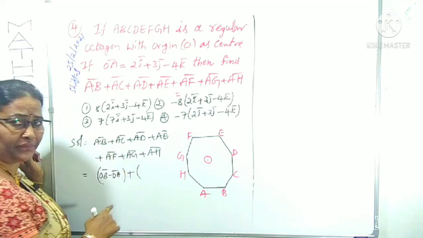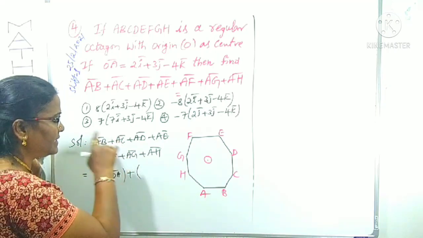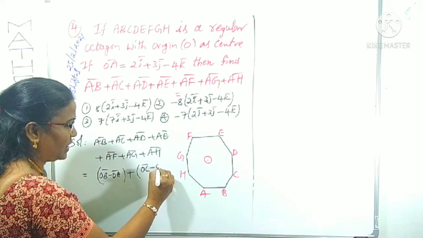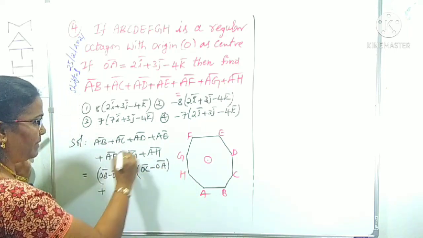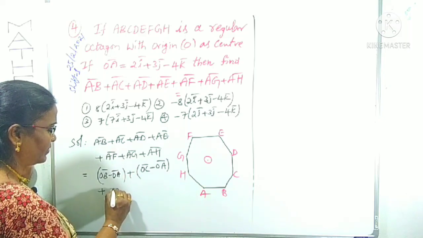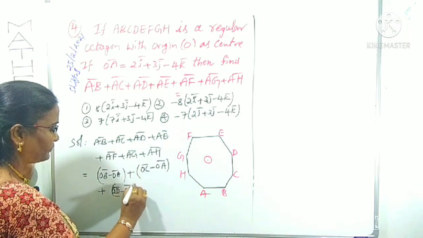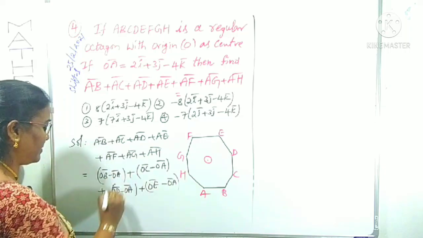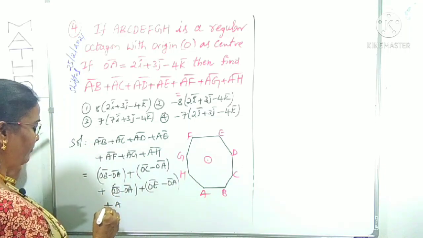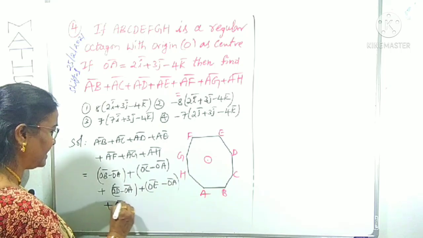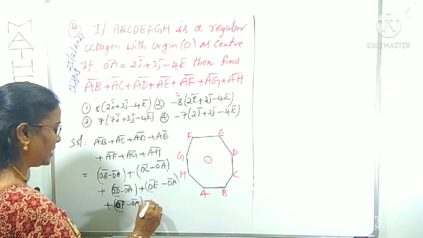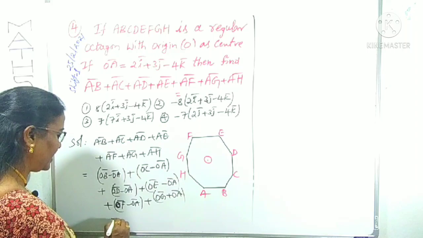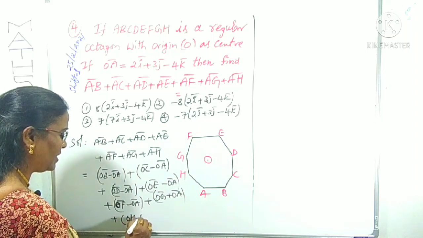Same way, what about AC? Here C is the terminal point, A is the initial point. Terminal point means final point, so AC is OC minus OA. Similarly, AD we can write. Can you guess? Yes, OD minus OA. Then AE we can write as OE minus OA, as well as AF as OF minus OA, and AG we can write as OG minus OA. Finally, what is AH? Yes, can you guess? OH minus OA.